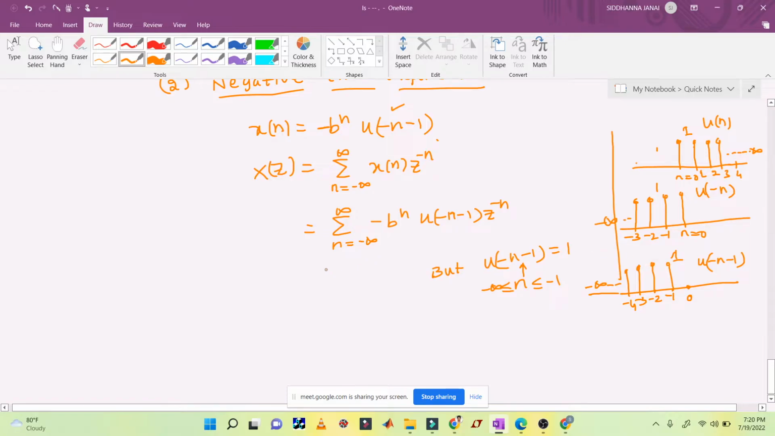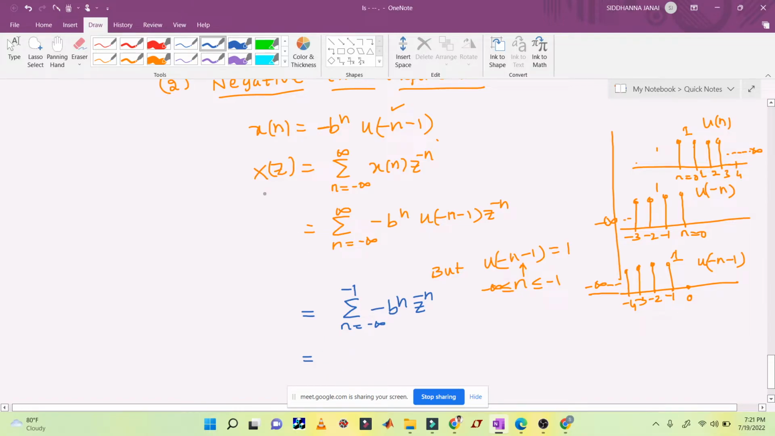So we can change, because for the other values, if you multiply by minus b power n, it will become 0. So it is useless to multiply and keep n from minus infinity to plus infinity. That's why now we will change the limits. So change the limits, that is n from minus infinity to minus 1, minus b to the power n, z power minus n. I think this is clear now. Correct?